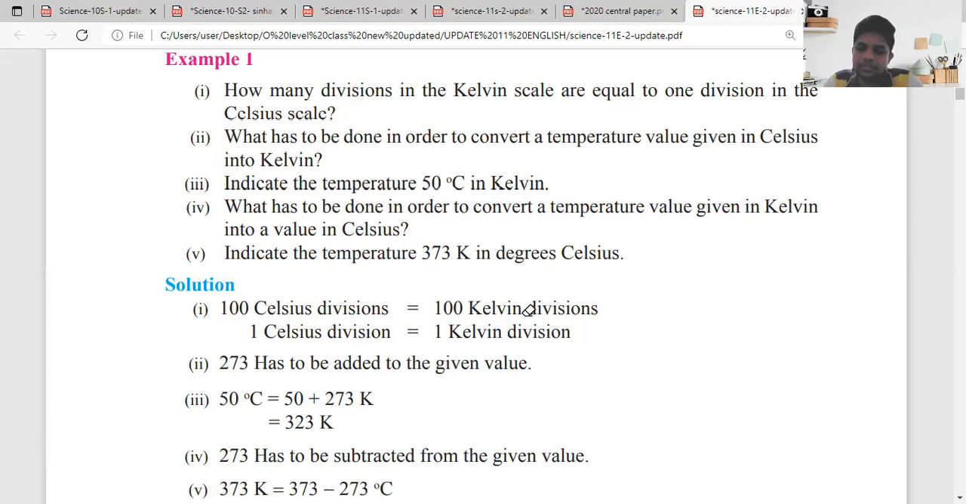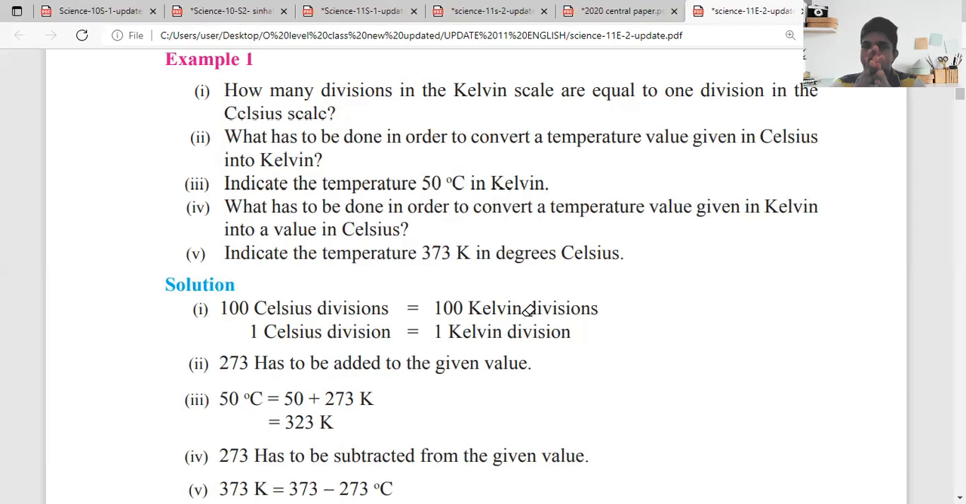Indicate the temperature 50 Celsius in Kelvin. So what do you want to do?